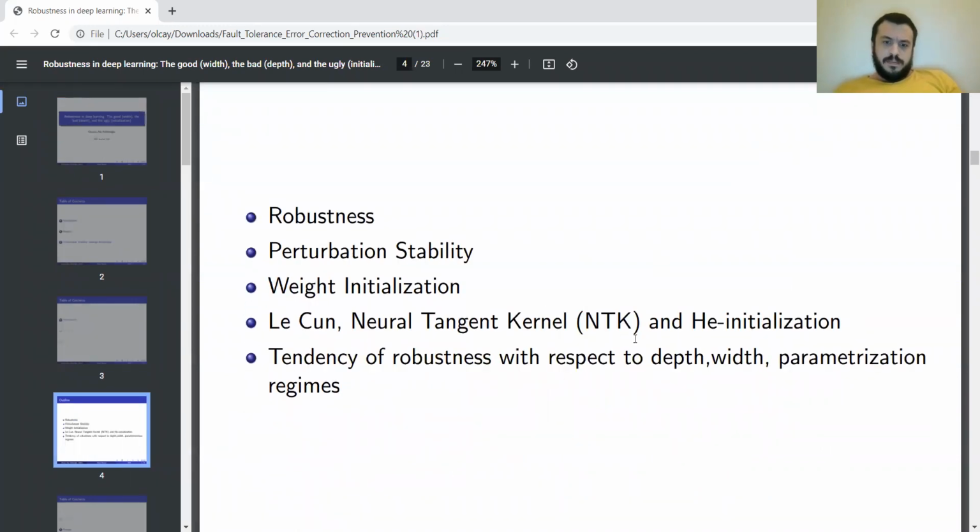I will define all this, but in general, in this paper, the perturbation stability, that is the average robustness of the system, is analyzed under different initializations and different parameterization characteristics and lazy and non-lazy training regimes.